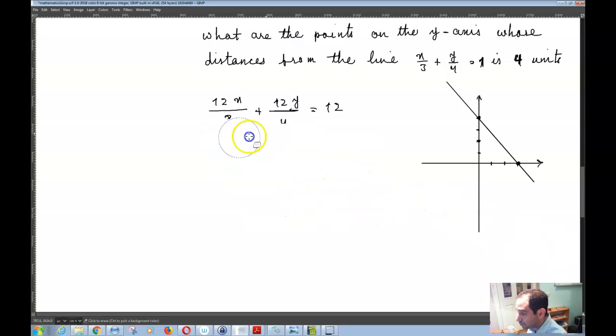Now, what you need to do here, you want to know what are the points on the y-axis whose distance from this line is 4 units. That means that we are not looking at perpendicular distance.